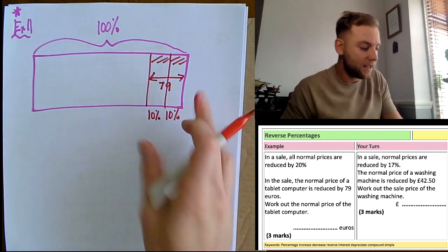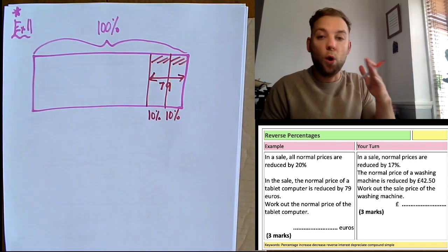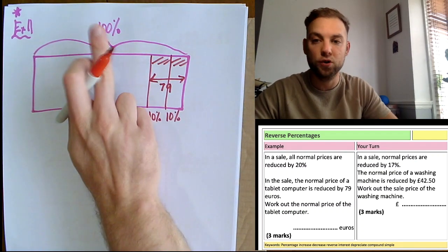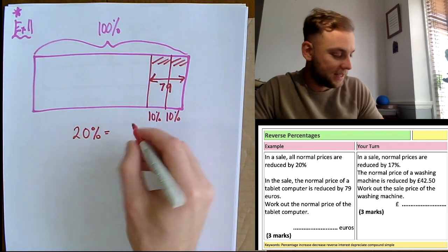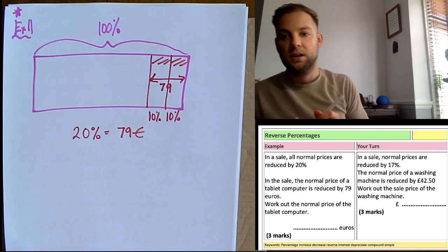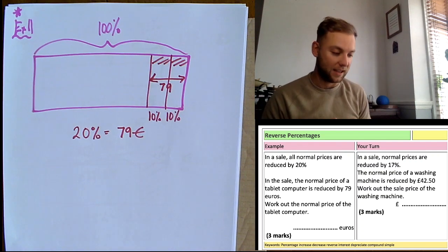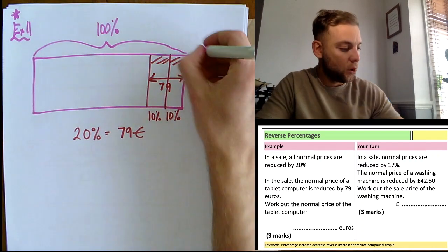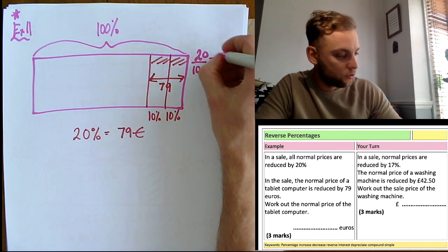Okay, so it's been reduced by €79 and it's been reduced by 20%. Work out the original value of the computer. Now we're still trying to get to 100%. However, my starting point here is that 20% is equal to €79. Okay, 20% is worth €79. Now, I'm going to use the multiplier method again for this. How do I get back to 100%? Well, I write down this as a multiplier, which is going to be 20 divided by 100, which is equal to 0.2.